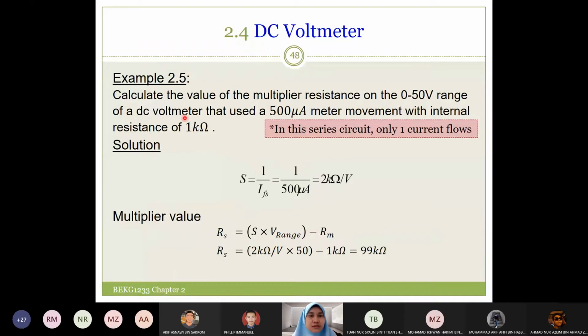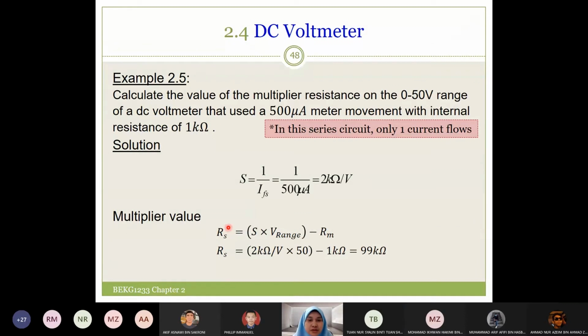The next example: calculate the value of the multiplier resistance on the 0 to 50 volt range of a DC voltmeter that uses a 500 microamp meter movement with an internal resistance of 1 k ohm. The question is to find RS. How to find RS?